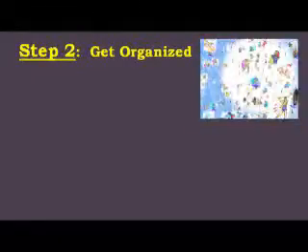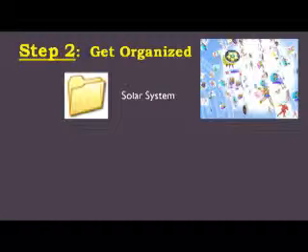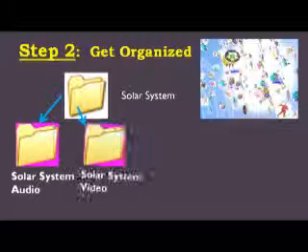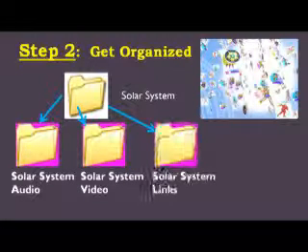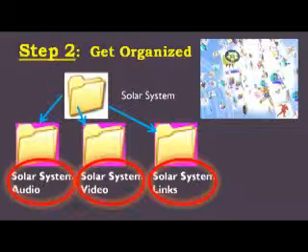So now that you've got your digital resources collected, the next step is to get organized. Start by creating a new folder and name it the title of your unit. Within that folder, add more folders like Solar System Audio, Video, Links, etc. You want to make sure to always include the unit name in all of your files and folders because as your digital kit library grows, you'll want to be able to find things easily.